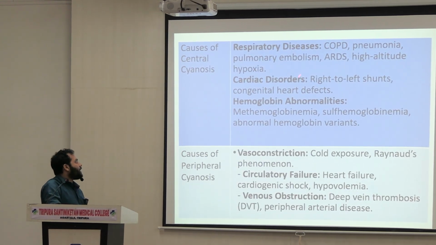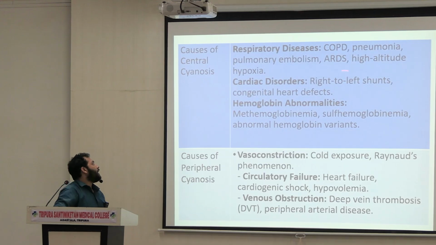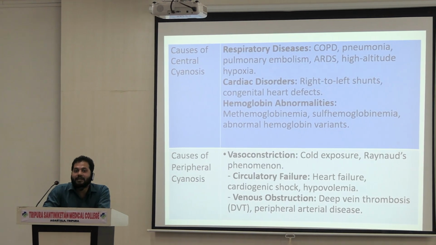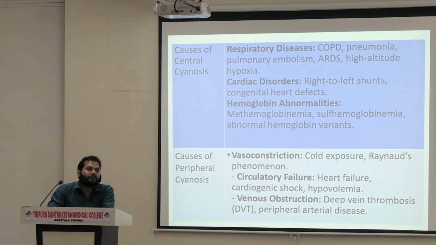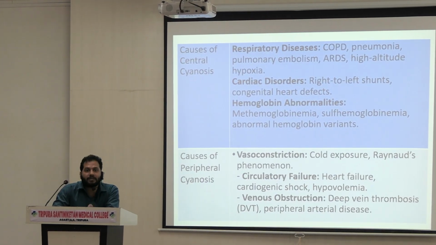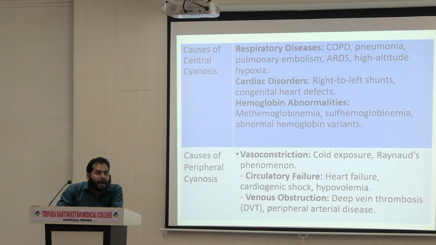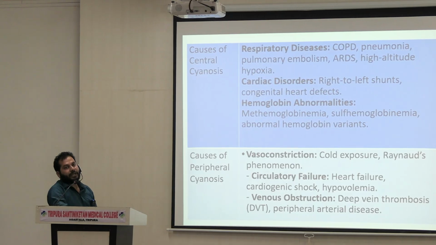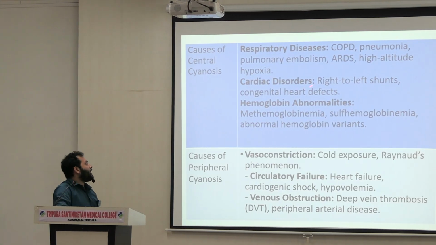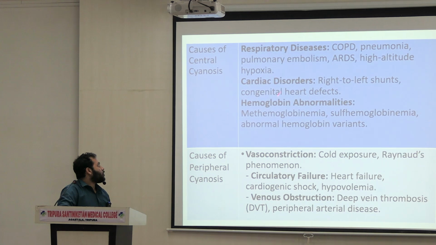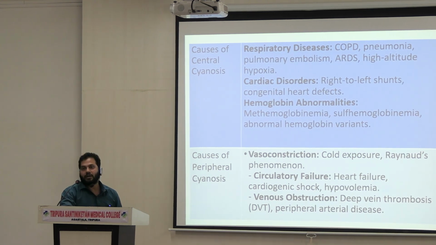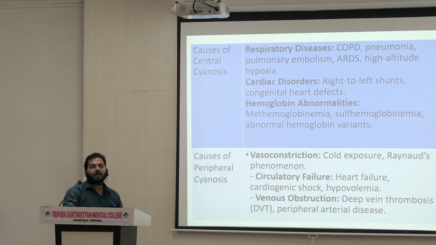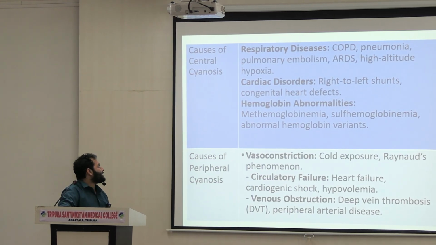Now, in case of cardiac disorders, you can see right to left shunts. Right to left shunts means there is a flow of blood from the right side of the heart to the left side directly, right? So this is called right to left shunt, an important cardiac disorder. Along with this, congenital heart defects, right? That is also a cardiac disorder. Both affect the development of central cyanosis.